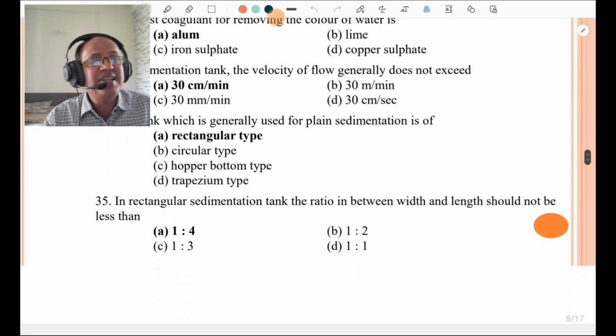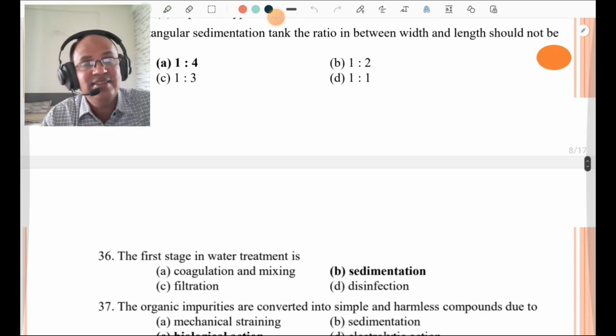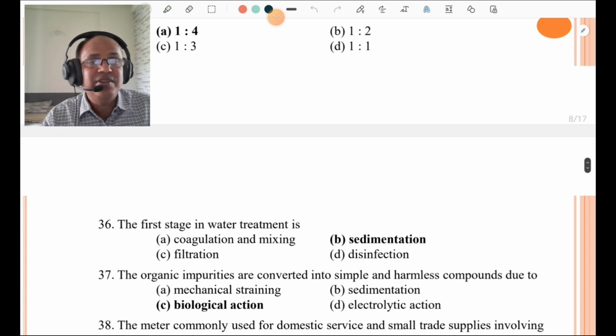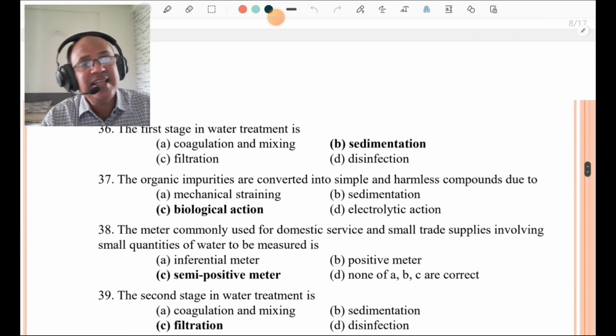In a rectangular sedimentation tank, the ratio between width and length should not be less than 1:4. I studied that in my diploma course of engineering, and I already told you in my lecture of sedimentation. The first stage in water treatment is sedimentation. The organic impurities are converted into simple and harmless compounds due to biological action.